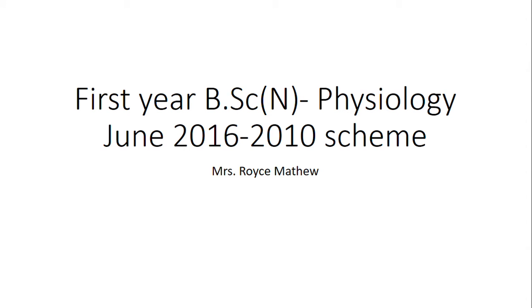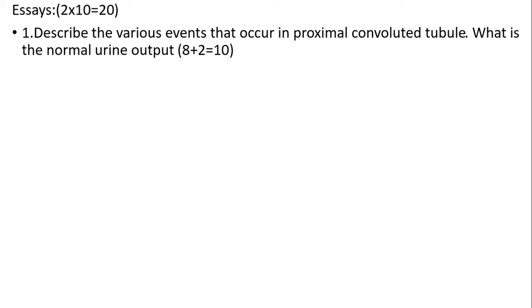Good morning. Today we will see the solved question paper of Physiology June 2016 of 2010 scale. So the first essay is describe various events that take place in the proximal convoluted tubule.